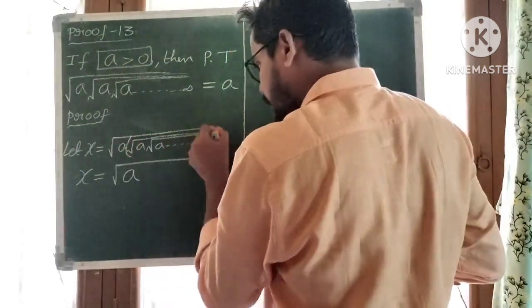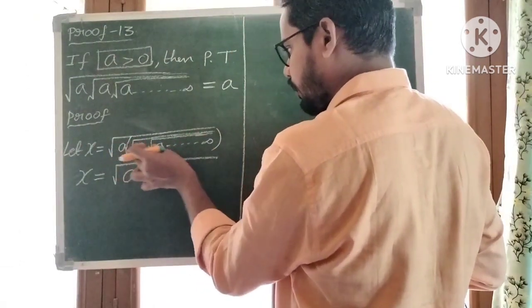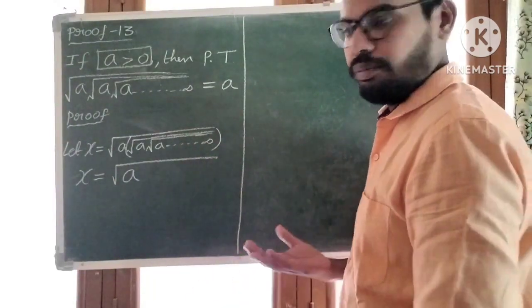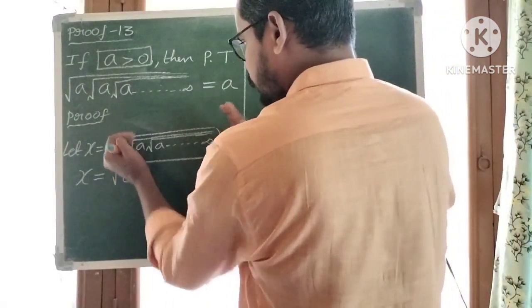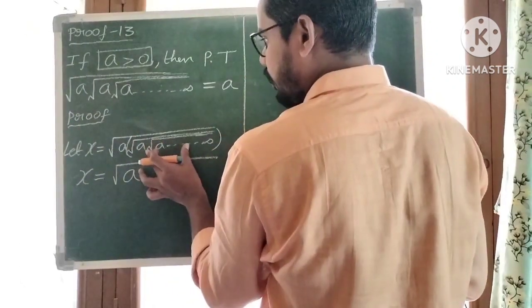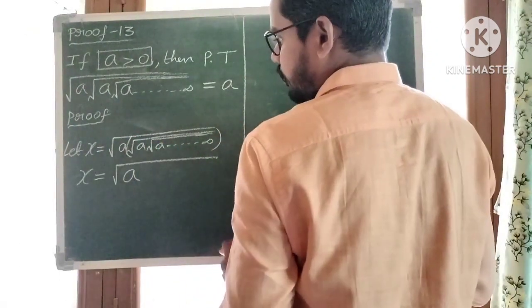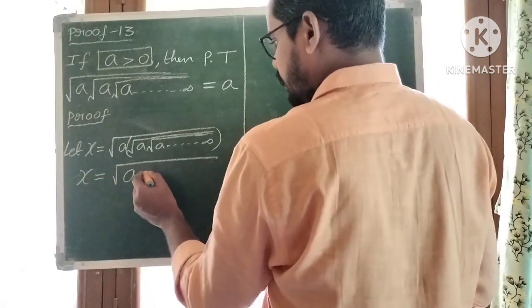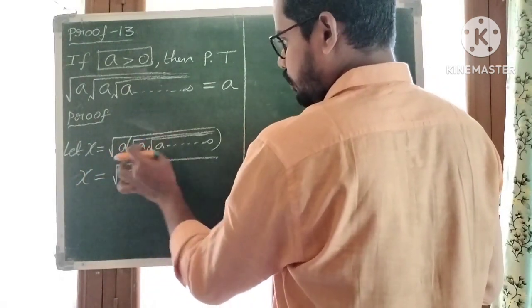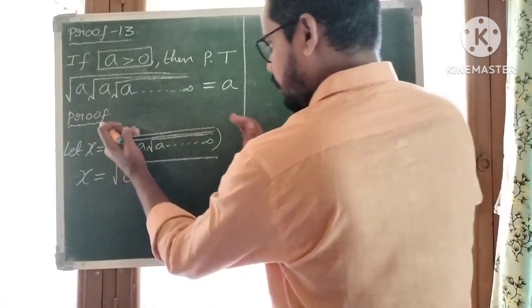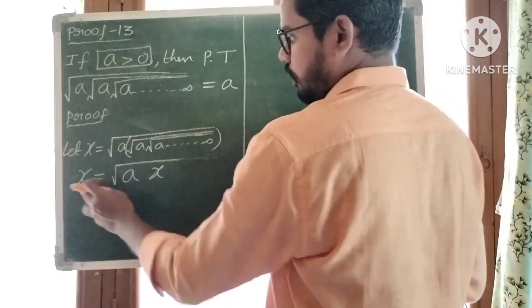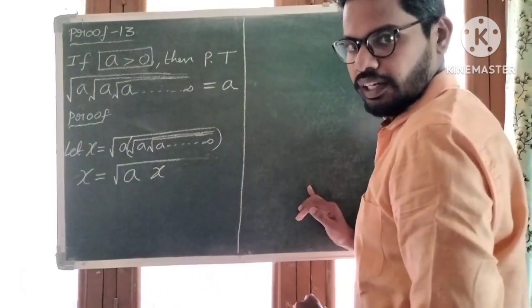Now from here to here, square root of a, square root of a, and so on how many times? Uncountable number of times. So this value is equal to what? We already considered this value is equal to x. So x is equal to square root of a and the remaining square root of a, square root of a, and so on up to infinity. This value is equal to, again, what is the value of this? x. Now x is equal to root ax.